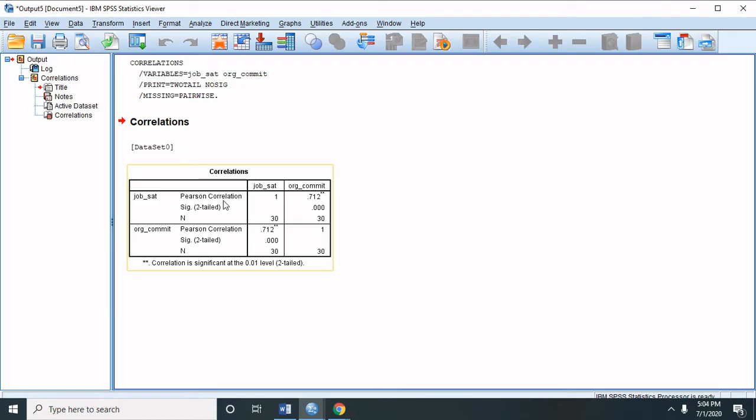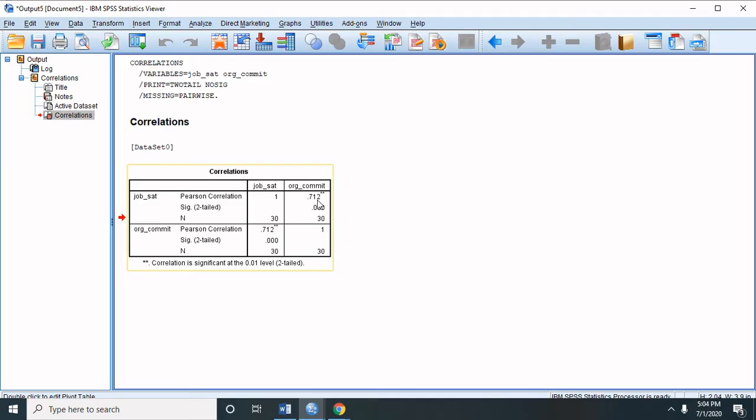The Pearson correlation coefficient, we also call this one the R value. This is the measure of strength and direction of relationship. So the direction of relationship, we can observe that by whether the value is positive or negative. If the value is positive, then the relationship is directly proportional. If the value is negative, then the relationship is inversely proportional.